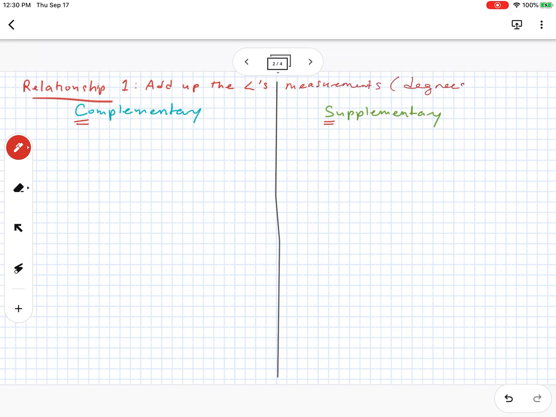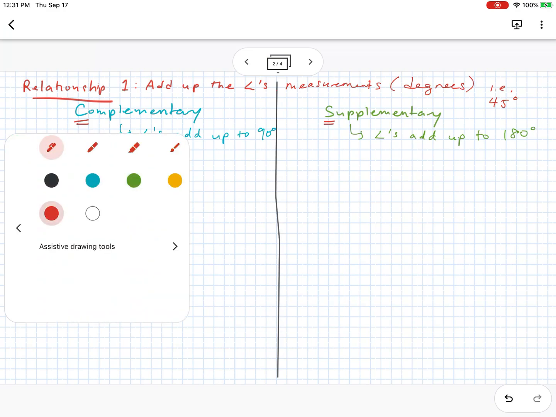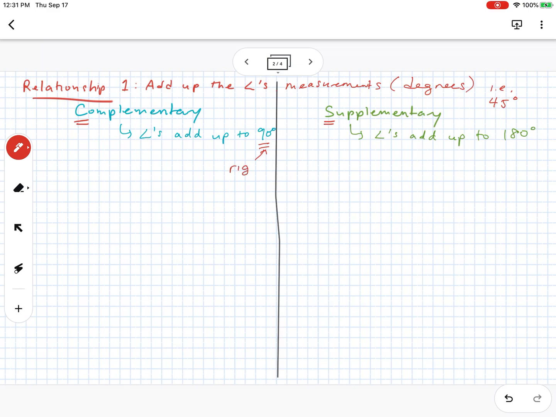And remember, the measurements are given in degrees, such as 45 degrees. Two types of relationships that we see are called complementary and supplementary. These have to do with the relationship between the angles and what they add up to. When we say that they're complementary, we would say that the angles add up to 90 degrees. That's what it means for it to be complementary. And in a similar way, supplementary angles add up to 180 degrees.